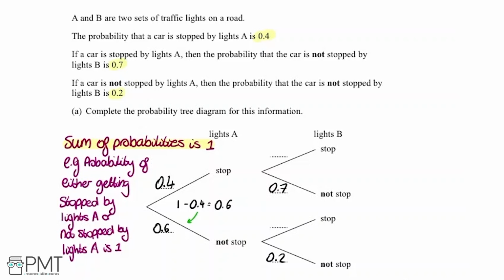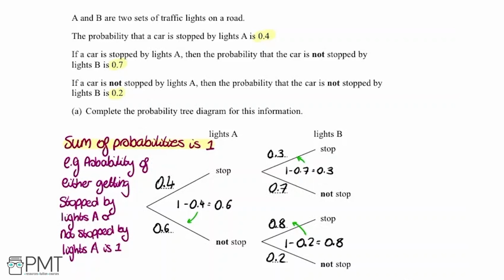Now, it's the exact same logic over here. So look at this part here. Again, the probability of being stopped or not stopped is going to happen. One of those, they're the only two options. So they're going to have to add up to 1. So we've got 0.7. So it's going to be 1 minus 0.7, which equals 0.3. Just going to put that in there. And the same thing for here. Both the probabilities are going to add up to 1. So you've got 1 minus 0.2, which equals 0.8. I'm going to pop that in here. Fab, so we're all done with part A.